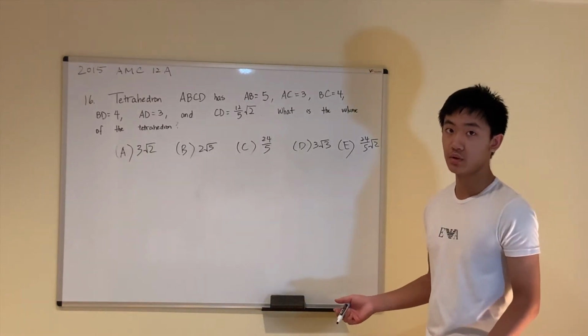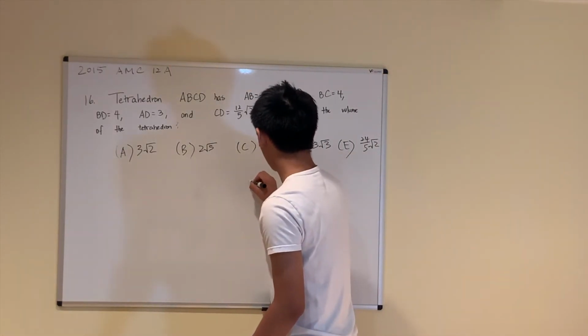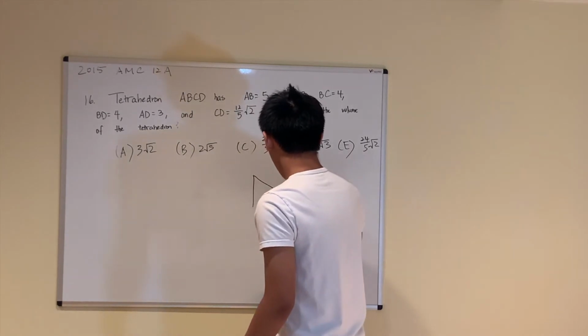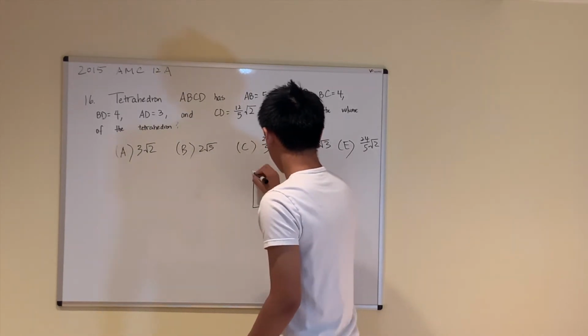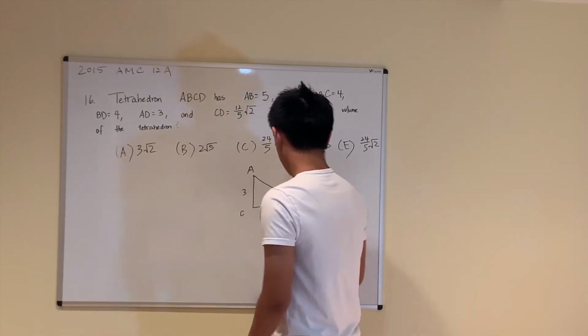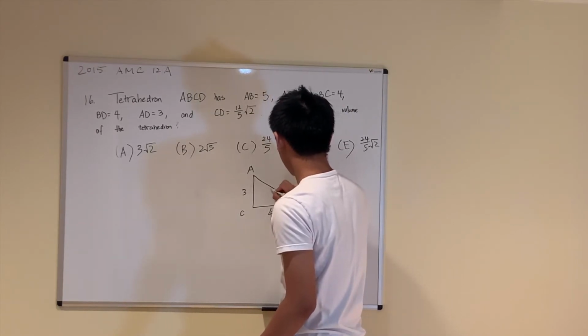So the first thing we have to do is obviously draw the diagram. The first thing we draw is triangle ABC, which is a 3, 4, 5 right triangle, with AB being the hypotenuse. So we have ABC, AC is 3, BC is 4, and AB is 5.